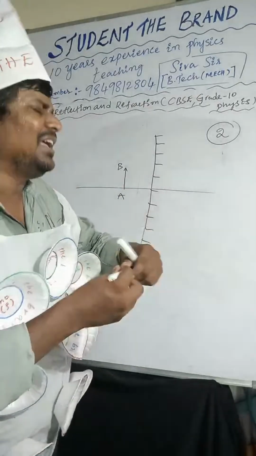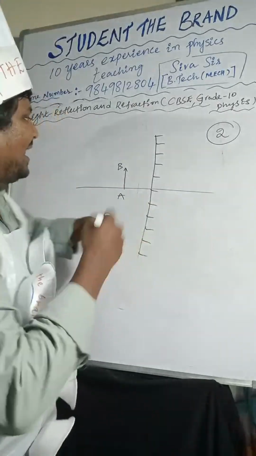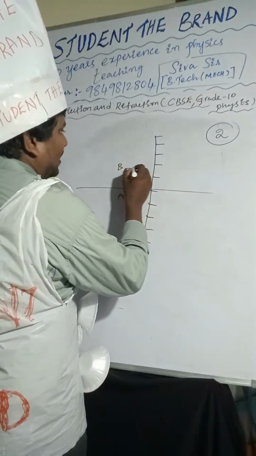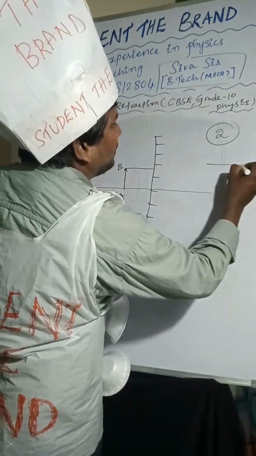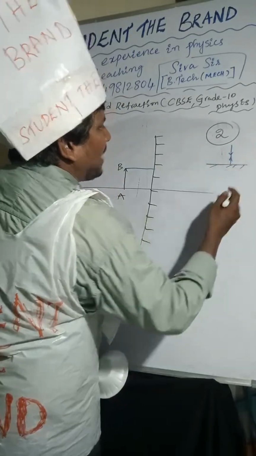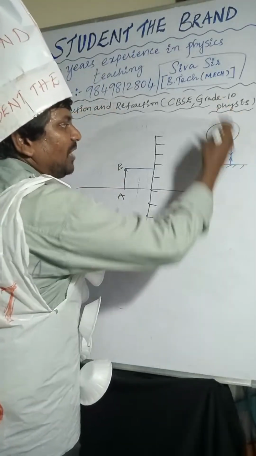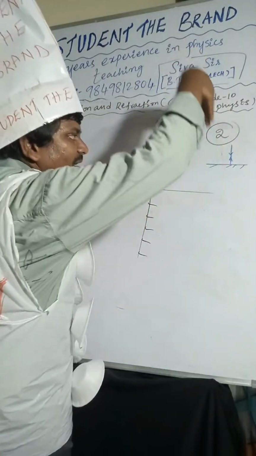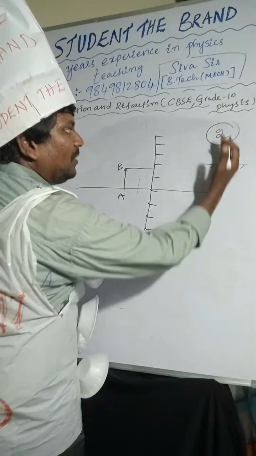Very good. Now I am taking one light ray here. Normally, if you are taking the plane mirror, when the incident light rays fall on it, they will reflect back in the same direction. When a light ray is incident on it, it reflects back in the same direction.